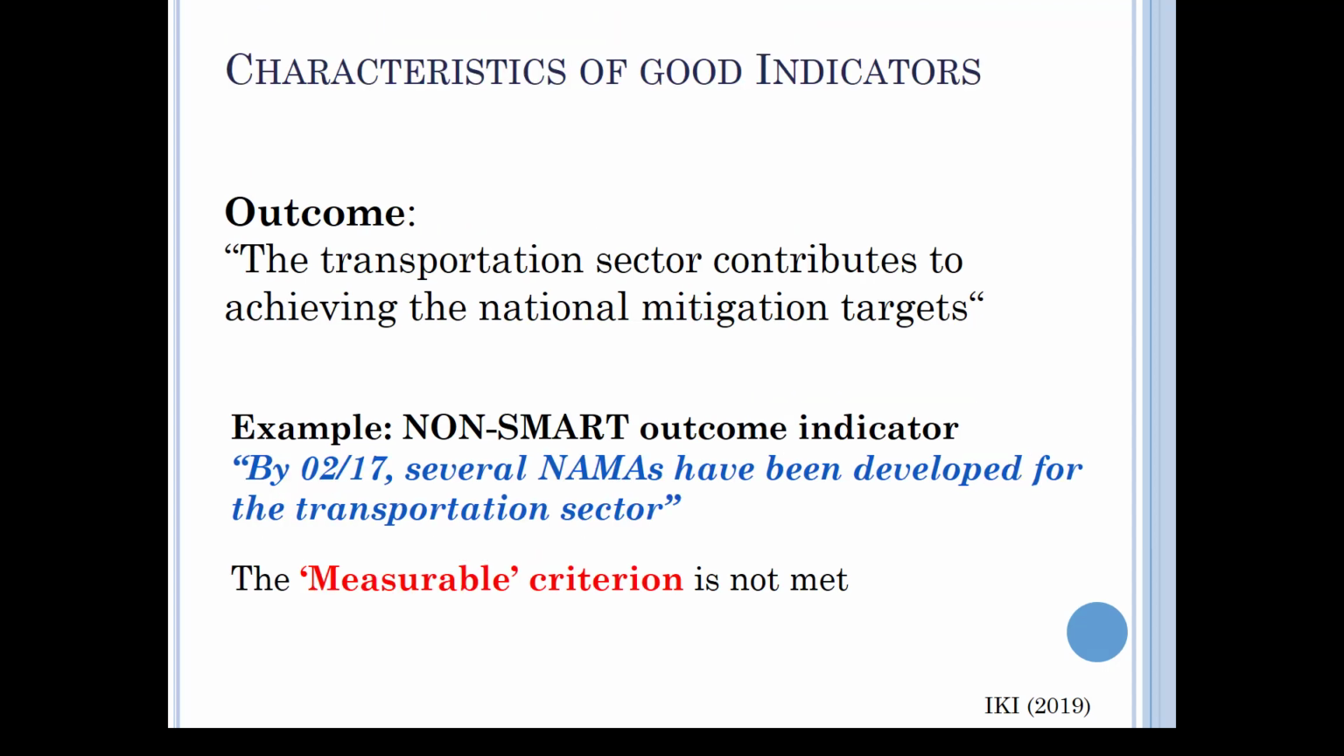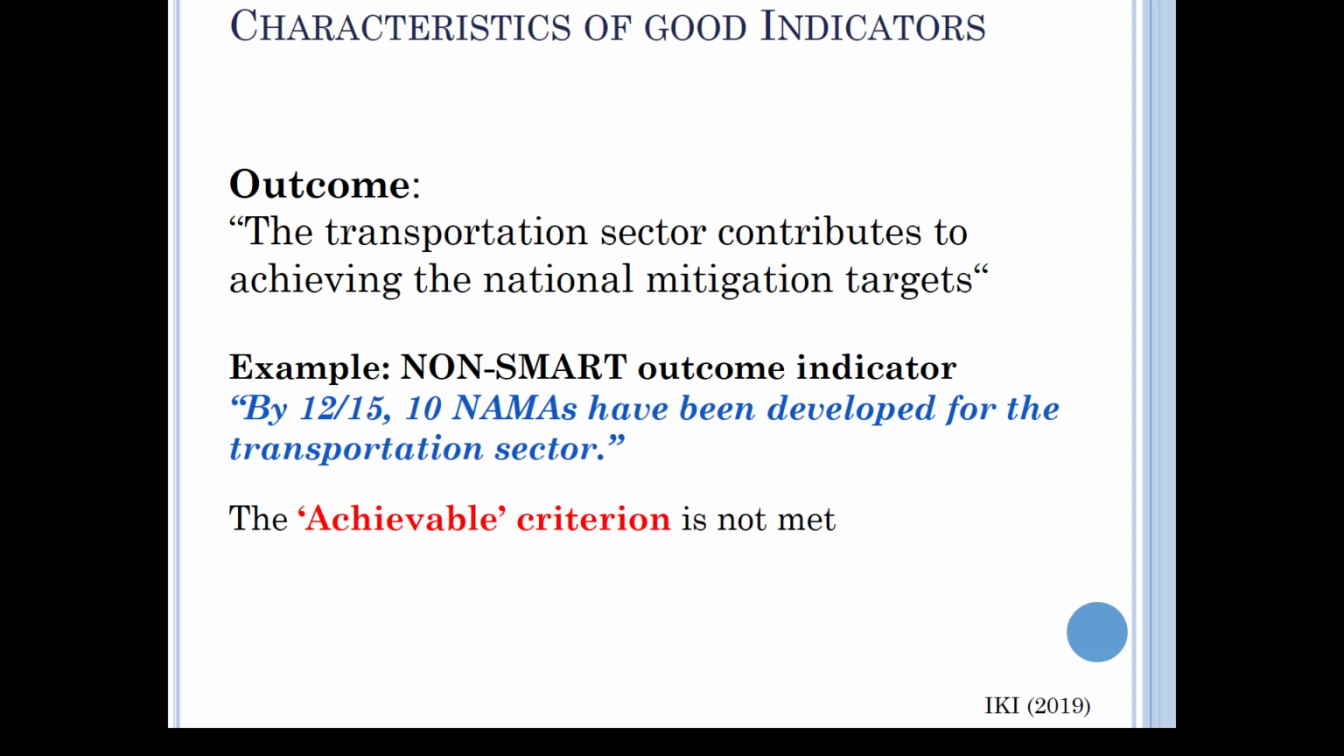Let's see another example of an indicator for the same outcome, but it's still a non-SMART one. By February 2017, several, meaning national adaptation and mitigation actions, have been developed for the transportation sector. Here you have an example of the measurable criterion which is not met. The proposed indicator is not measurable because the description, several, is subjective and not a concrete value is given. In addition, there is no reference value against which to measure the change. Again, no baseline.